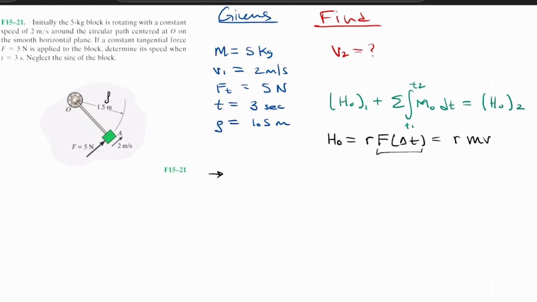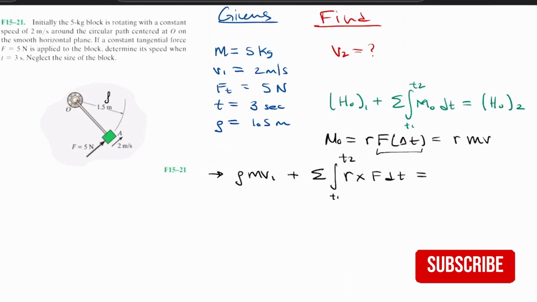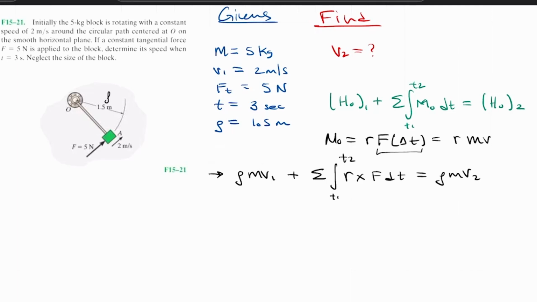So if we rewrite the whole equation, this will be the radius of curvature, that's our perpendicular distance, times the momentum at state 1, plus the sum of impulses from t1 to t2. This will be R cross product force dt. That is basically the definition of a moment. And then this is equal to R times mass times v2. Okay, so we have everything set up.